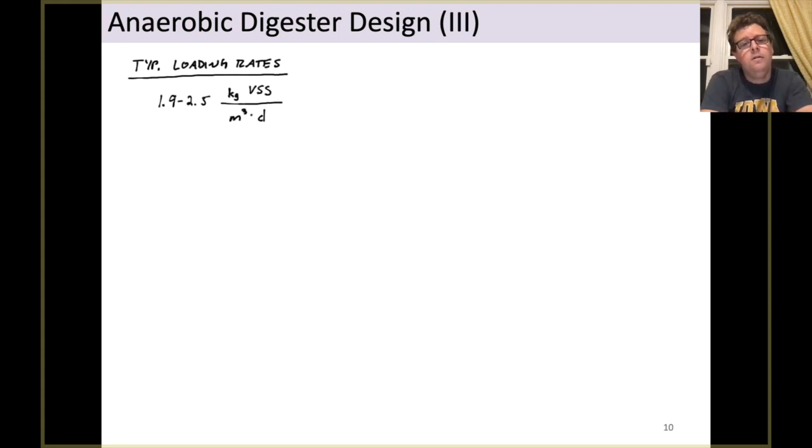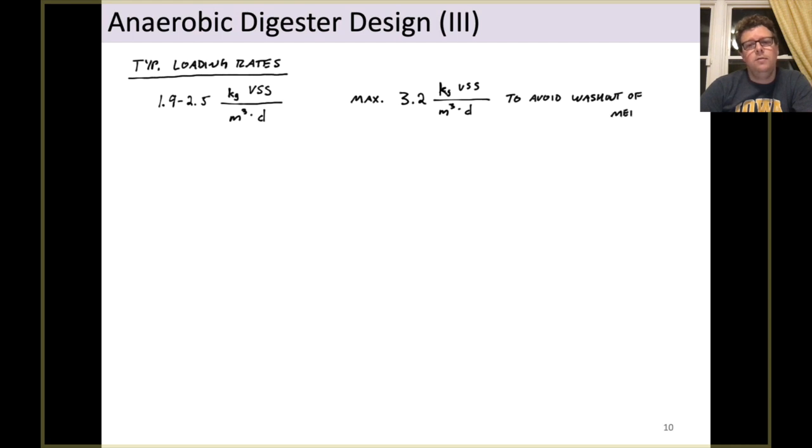A couple other notes just to sort of give you a sense of how these things might be sized. What's a typical loading rate? Anywhere from 1.9 to 2.5 kilograms of volatile suspended solids per cubic meter per day. So that would be a typical rate to help you get a size of reactor. And certainly if that value gets above 3.2, that's where we would start to get worried about washout of our methanogens. So this gives you at least a typical range to work from and an upper bound that you can check that you are staying within.